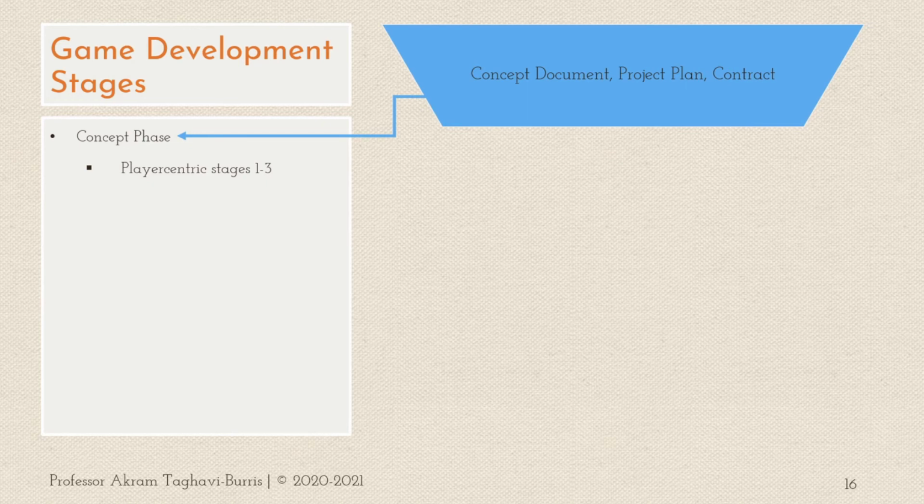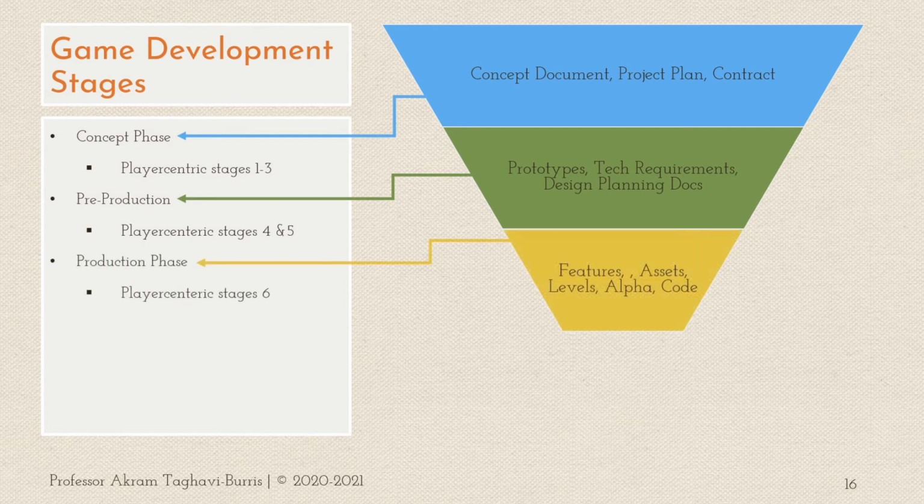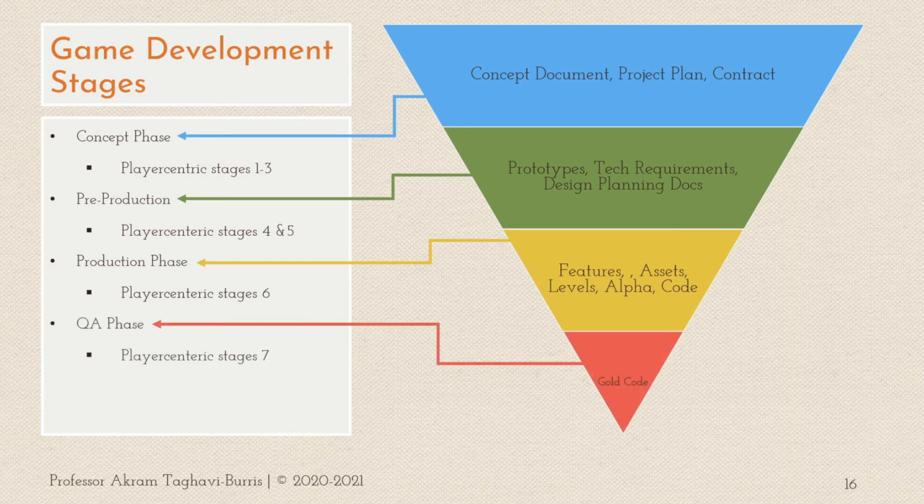The stages and deliverables of the game development process include the concept phase, in which the concept documents, project plans, and contracts are developed; the pre-production stage, where prototypes, technical requirements, and design planning documents are developed; the production phase, where features, assets, levels, and alpha builds are all created; the quality assurance phase, where developers work towards gold code, referring to the build of a game with all the bugs having been resolved. Finally, game launch and maintenance, which is continuous updates, patches, and extensions.